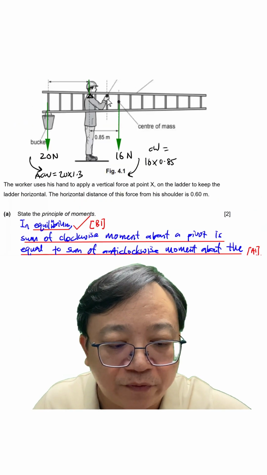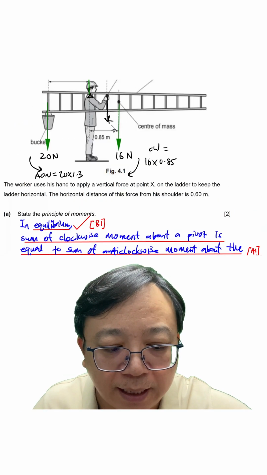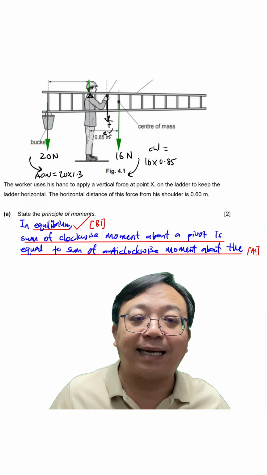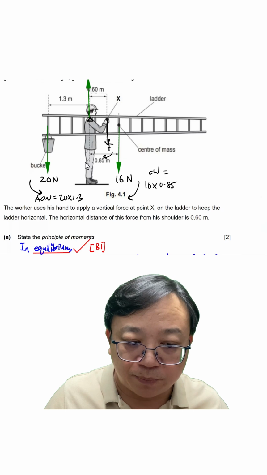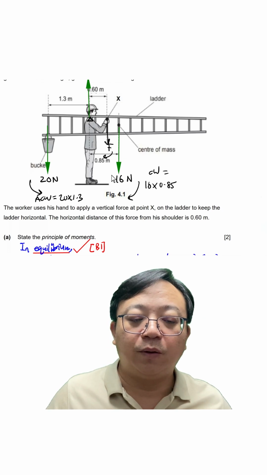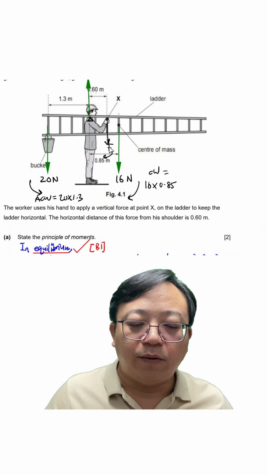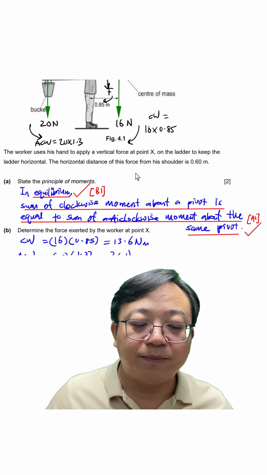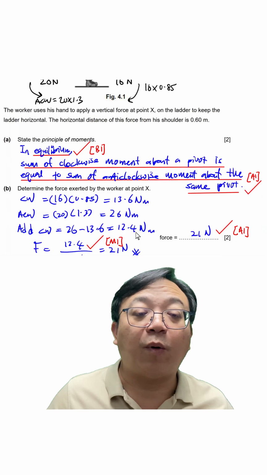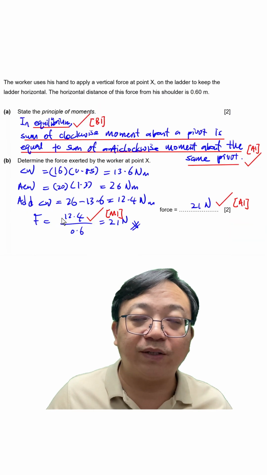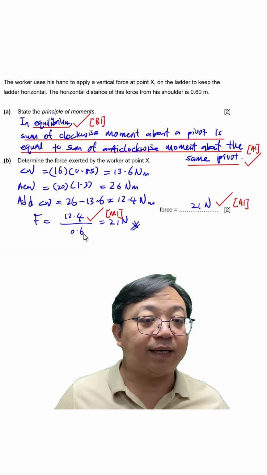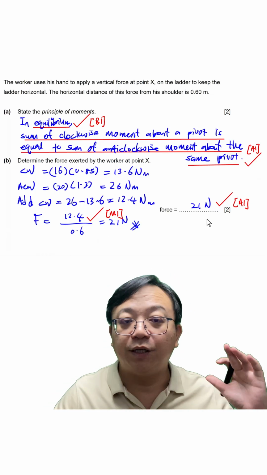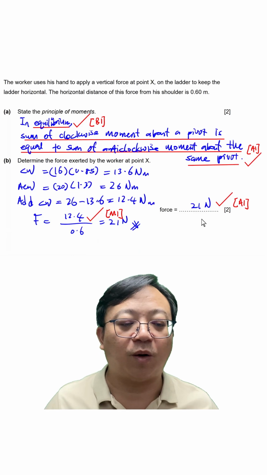So in this case, the force here must be acting downwards, because this force will produce clockwise moment to balance the excess anti-clockwise, right? About this pivot. Okay. So what is this moment? F times 0.6 is equivalent to 12.4. So F is what? 12.4 divided by 0.6. You got me? So that's why the answer is 21 Newton. Okay, that's how we solve this problem.